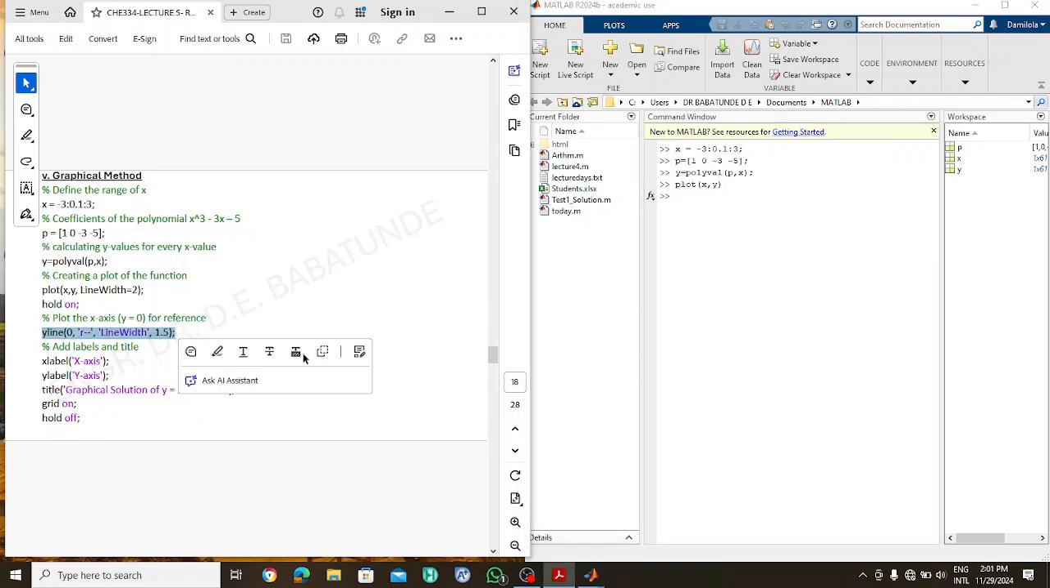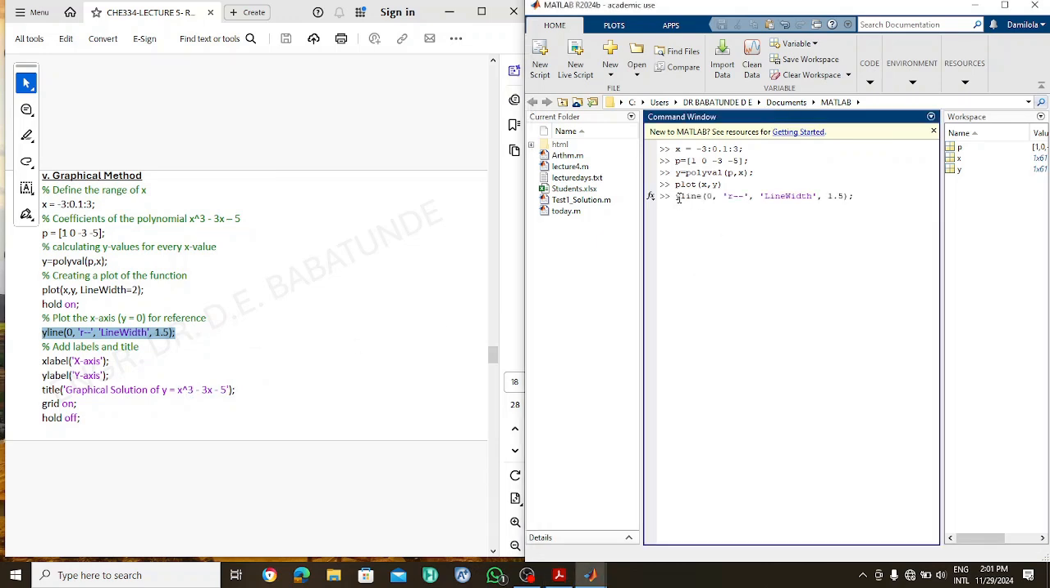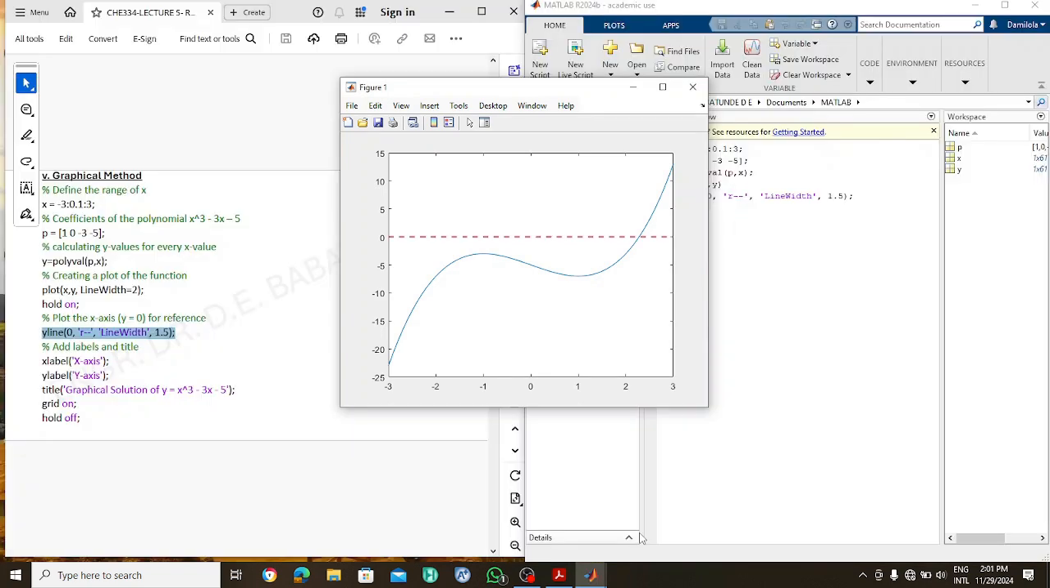So this yline I'm creating is going to be a dashed line and it's going to be red in color. Oh, I didn't hold on. I hope it works. Wow, it works. But the normal practice is to hold on before doing that.